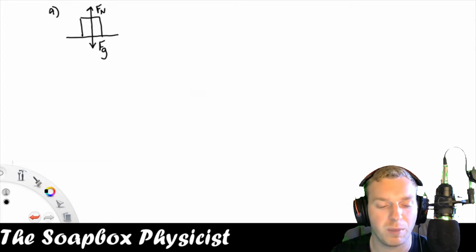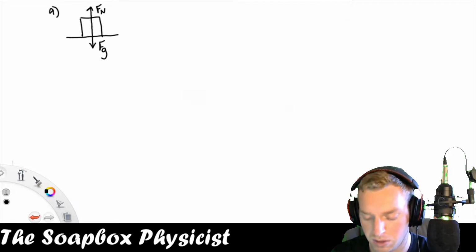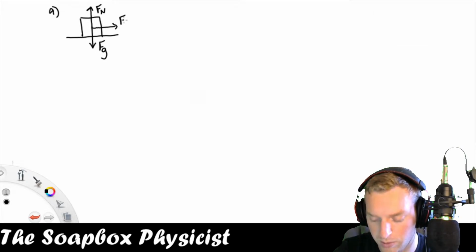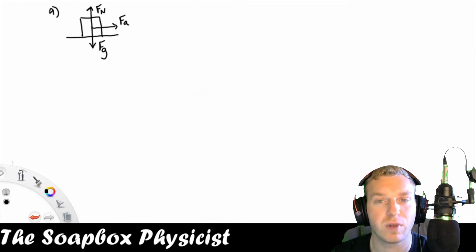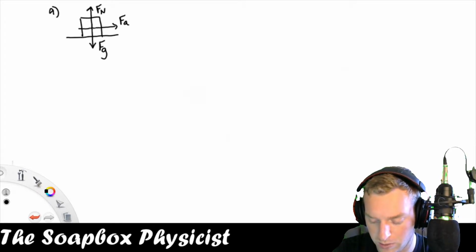Now we have an applied force of 10 newtons acting to the right, and so the applied force will be acting to the right, like this. We'll label that F sub A. And then we have a frictional force. Now this frictional force has to be equal to the applied force in order for it to be at rest in equilibrium, so it'll be pointed to the left. That'll be force of friction.